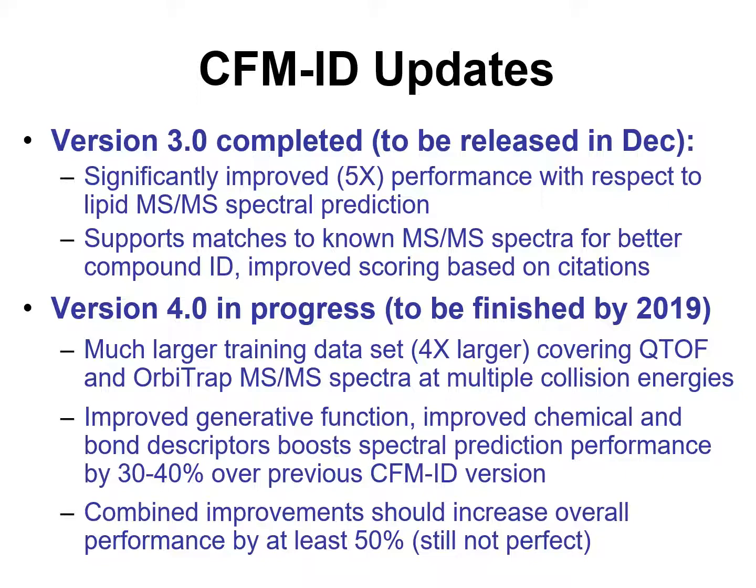In particular, a new version, version 3, which will be released in December, has been designed specifically for predicting lipid spectra. And it also has better tools for matching and ranking both spectral matches and structure matches. We're also reworking CFMID quite substantially from the back end, making the database, the training set, much larger. We're including Orbitrap spectra. We're improving what's called the generative function, the fragmenter, and the performance already looks to be about 30 to 40% more accurate than the previous one.